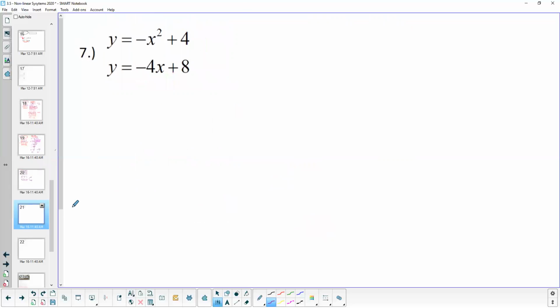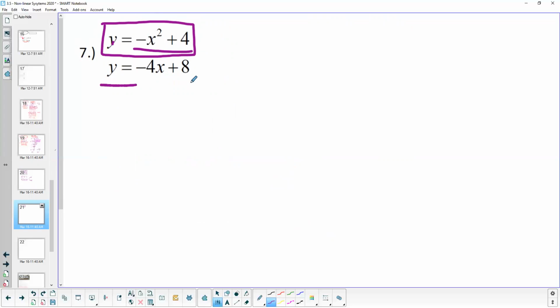Okay, for number 7, I ask you to use substitution. Now, substitution is slightly different, but it works kind of the same way. With substitution, your whole goal is you're trying to eliminate one of the variables. And this first equation, y is equal to negative x squared plus 4. And the idea behind substitution is y and negative x squared plus 4 are equal to each other, which means they should be interchangeable. You should be able to replace one with the other.